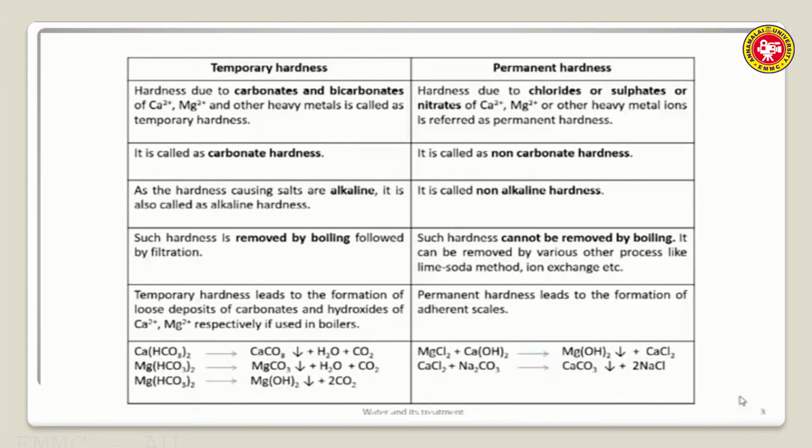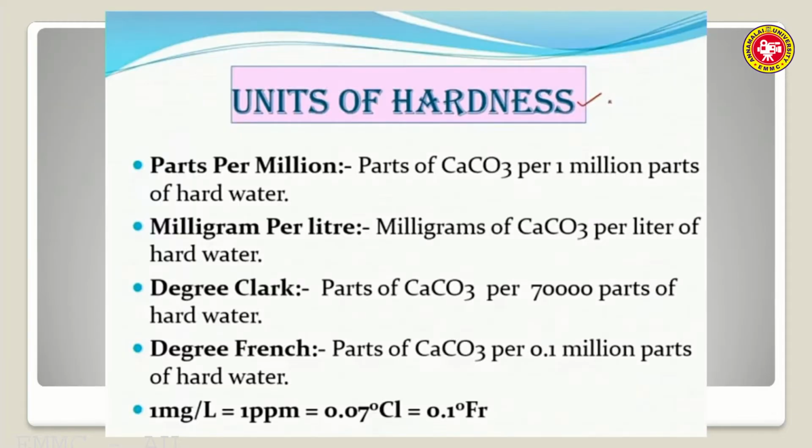So permanent hardness leads to the formation of scales. We saw temporary hardness produces only loose precipitates, whereas permanent hardness produces hard precipitates. We'll discuss this in later slides.